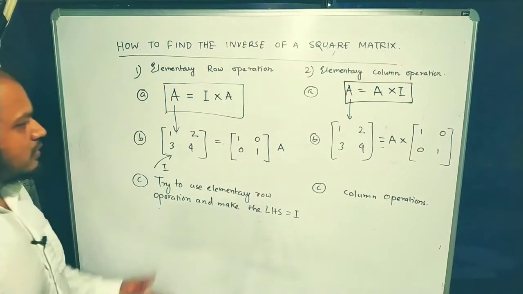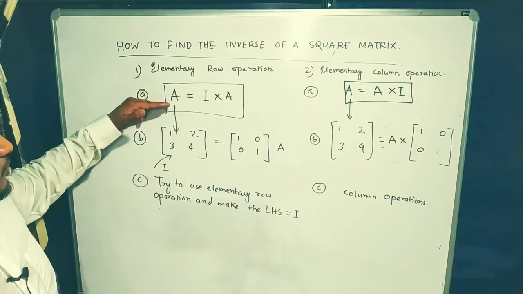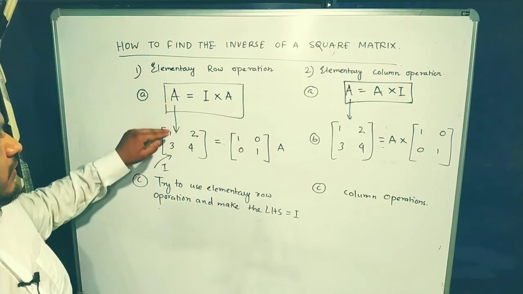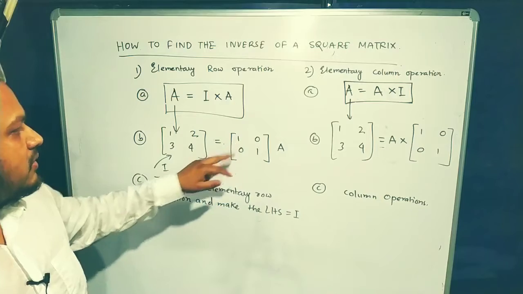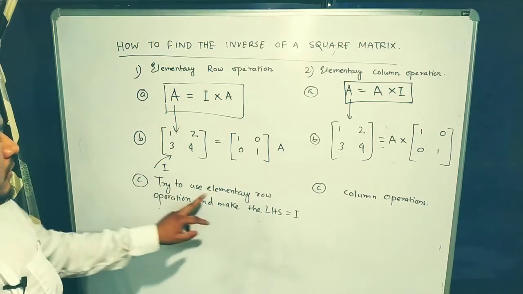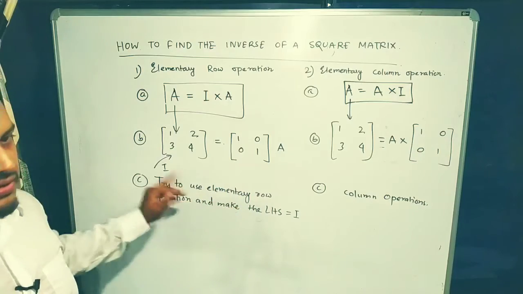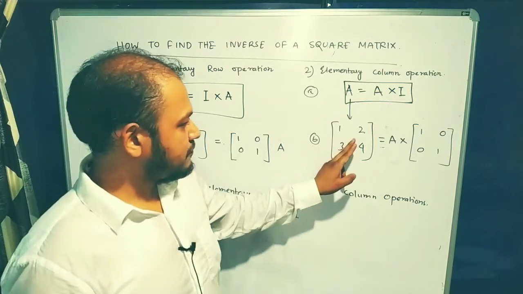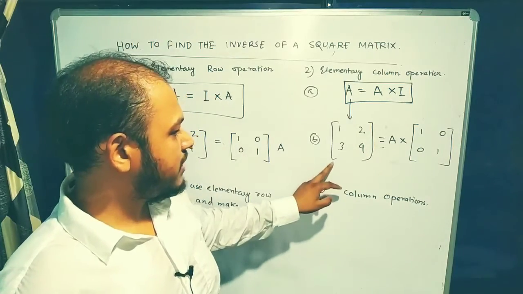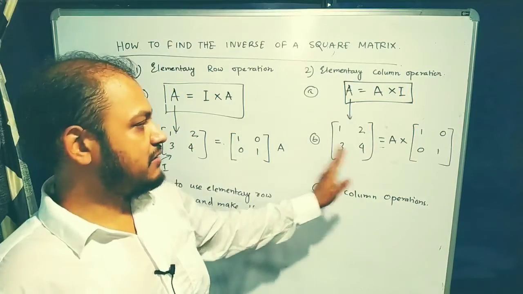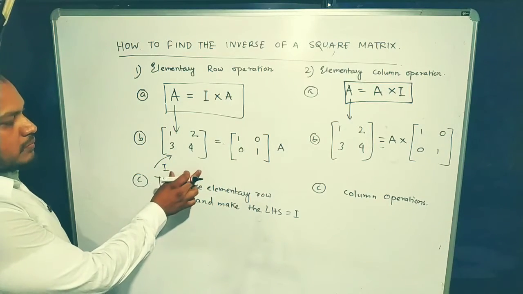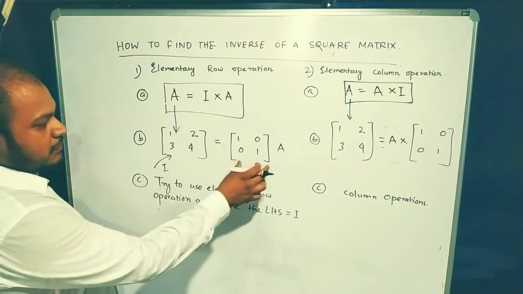So in this case, after we have put all these values, the value of A and the value of I here, you should try to make this value an identity matrix. By how? By using elementary row operations in this technique. In this technique, you have to use the elementary column operations so that you can make this matrix an identity matrix. The left hand side should be equal to identity matrix, and whatever elementary row operation you do here, you will do the same operation there.